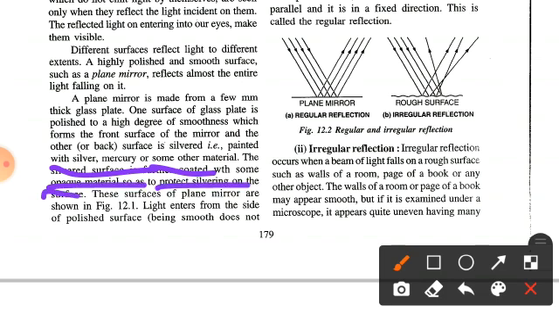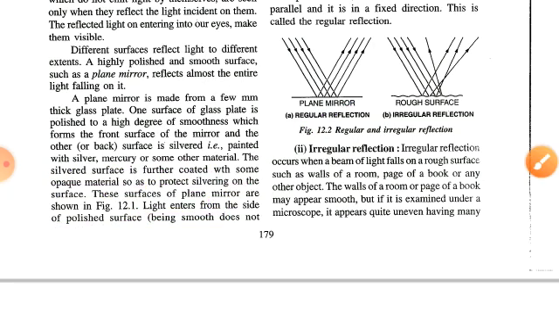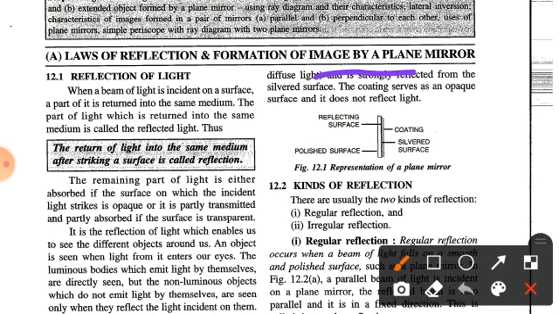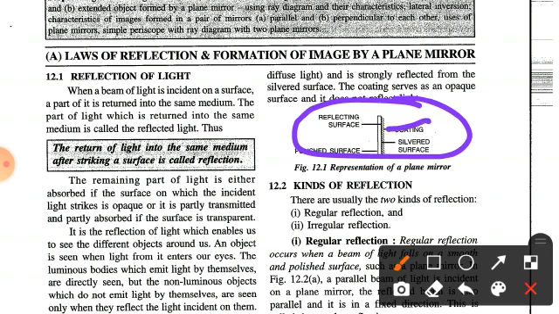These surfaces of the plane mirror are shown in the figure. Here you can see that light enters from the side of the polished surface, which being smooth does not diffuse light, and is strongly reflected from the silver surface. The coating serves as an opaque surface and does not reflect the light. Here you can see this is the coating on the silver surface, and this one is the reflecting surface.